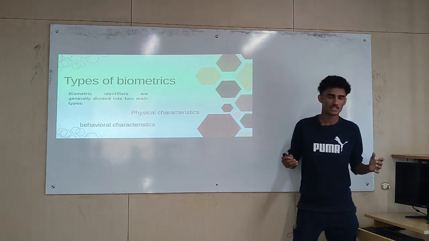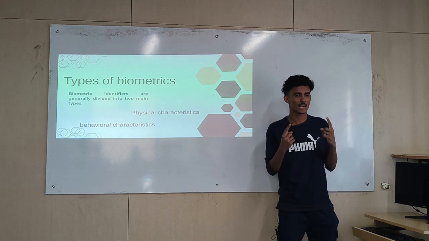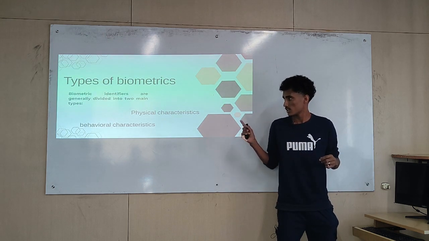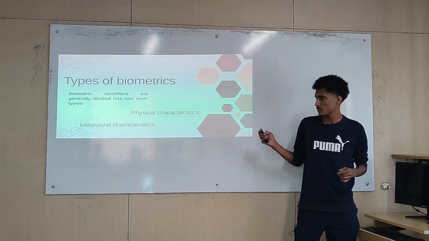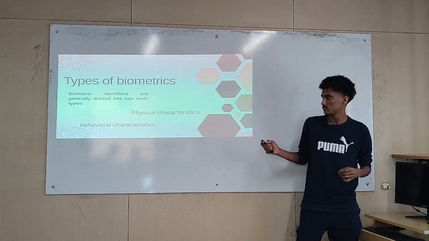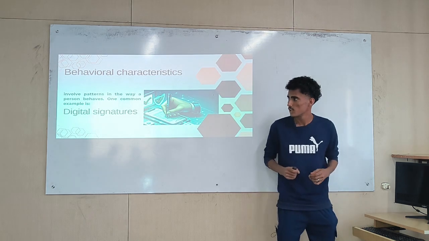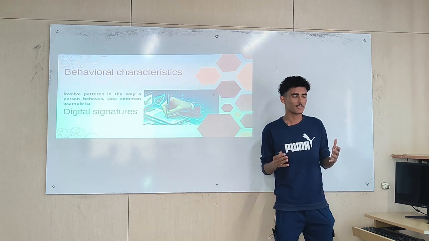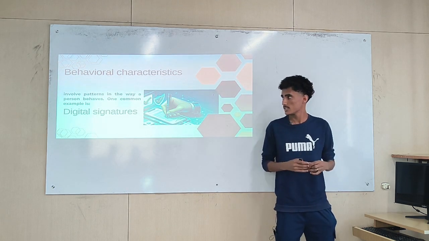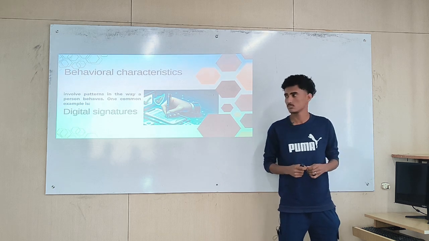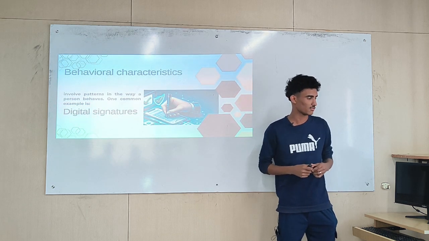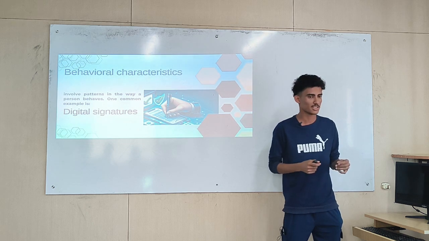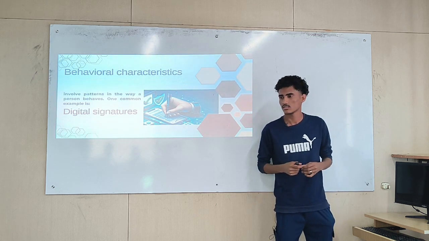Types of biometrics. Biometrics are generally divided into two main types: physical characteristics and behavioral characteristics. What are behavioral characteristics? Behavioral characteristics involve a pattern in the way a person behaves. One common example is digital signature. Can anyone give me an example where digital signature is used? In a bank, when applying for an ID card.